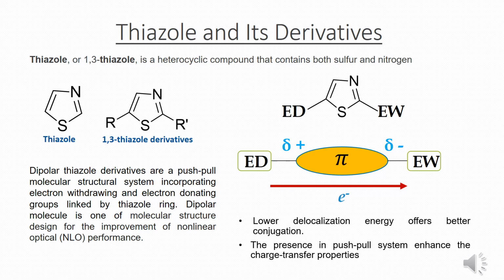Thiazole and benzothiazole have been designed to be incorporated with a strong electron withdrawing group, which is nitro, at one end, and an electron donating group, amine, at the other end of the molecule to form a dipolar molecule. This thiazole will act as a pi electron bridge, which has the benefit that it can lower the delocalization energy, which offers better conjugation, enhances the charge transfer properties, and also has good thermal stability.